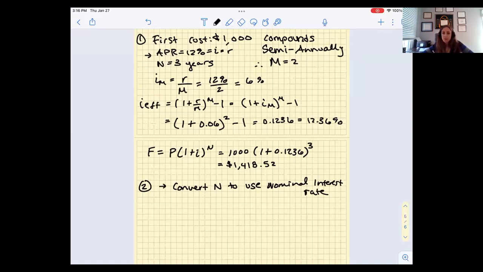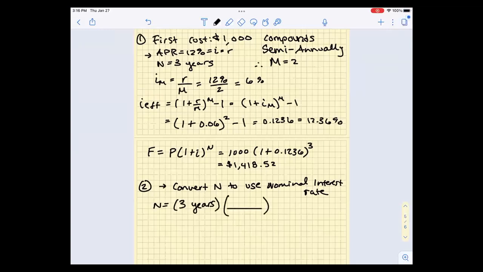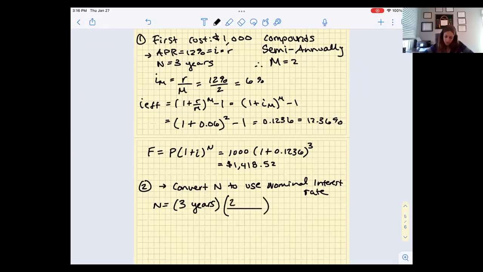So if we want to use the 6% in our equation, which represents just basically the interest per period, then we need to know, well, how many periods do we have? So instead of saying n is 3, we've got n is 3 years, but how many times does it compound per year? Twice. So it's 2 periods per year. So that means that we really have 6 periods that we're dealing with over the 3-year lifespan.